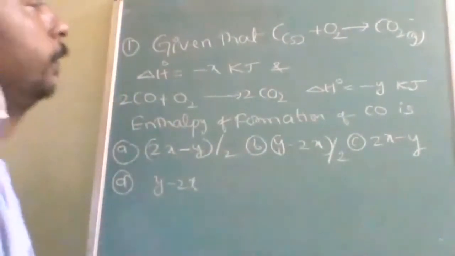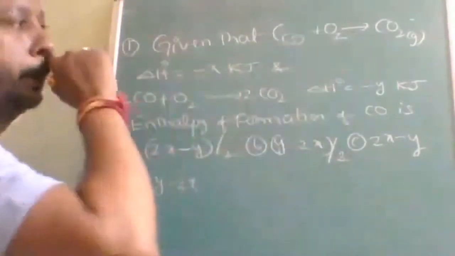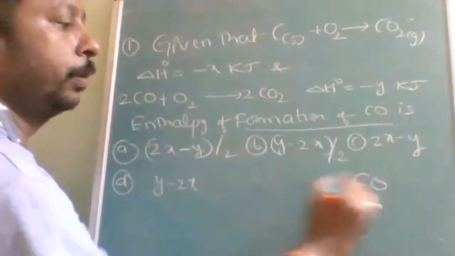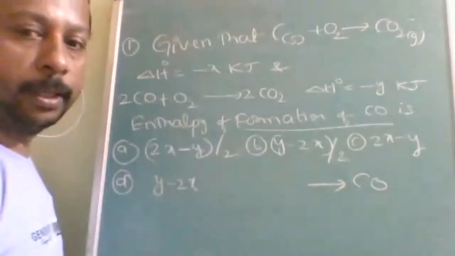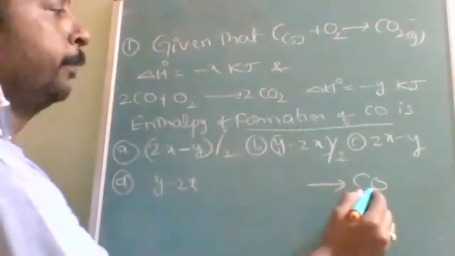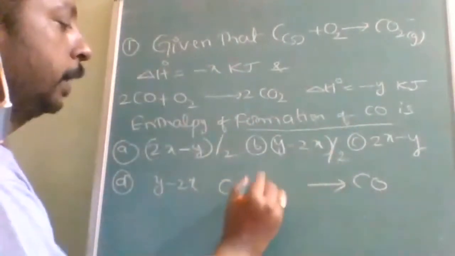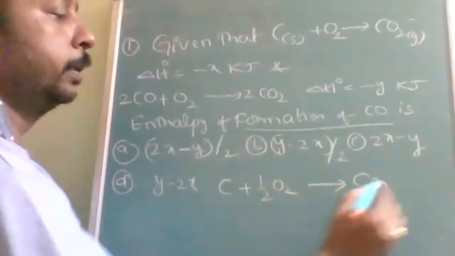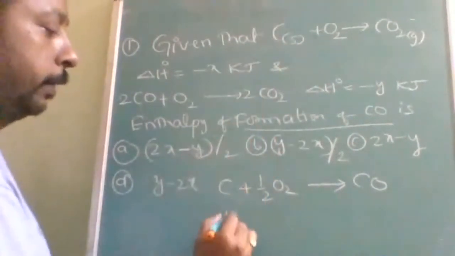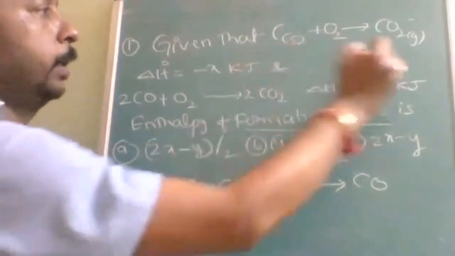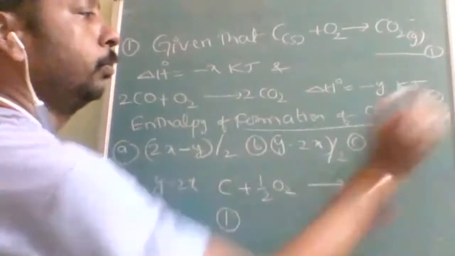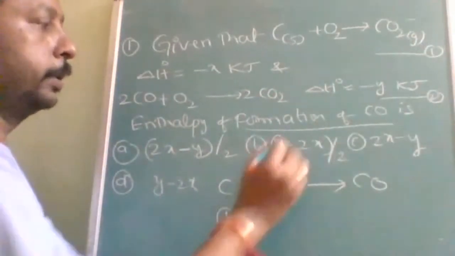First of all, we want the enthalpy of formation of CO. For formation, you will write CO on the right side. Now what will you write? C plus half O2 gives CO. This equation we want. Carbon, from where will you get it? Let us take this as equation 1 and this as equation 2.